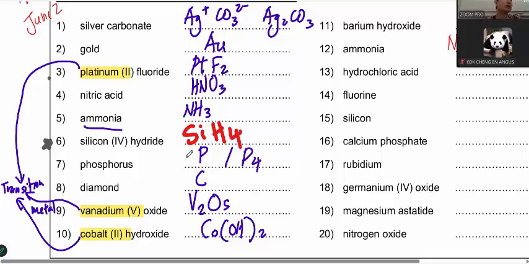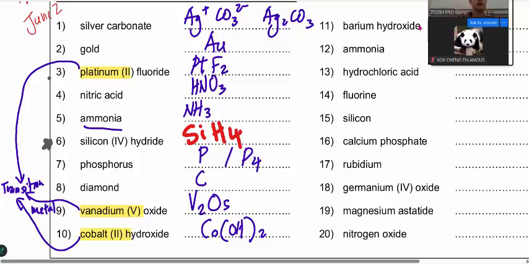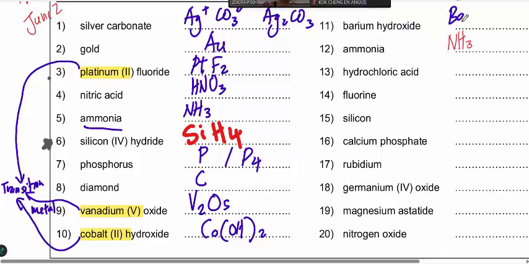This one I haven't taught you yet. This is something that you haven't learned. I'm just telling you what a hydride is. All right, let's continue. Barium hydroxide. Hydrochloric acid I taught you just now.